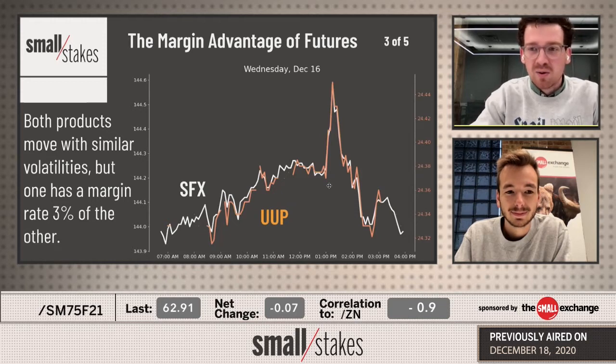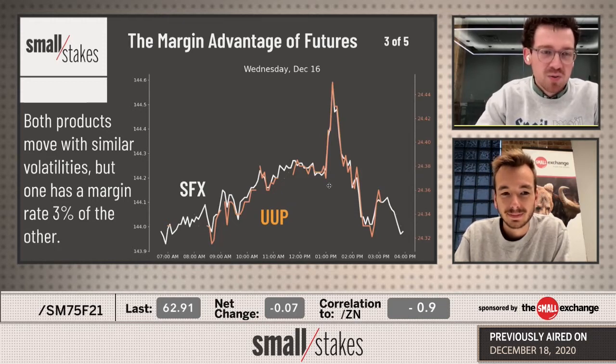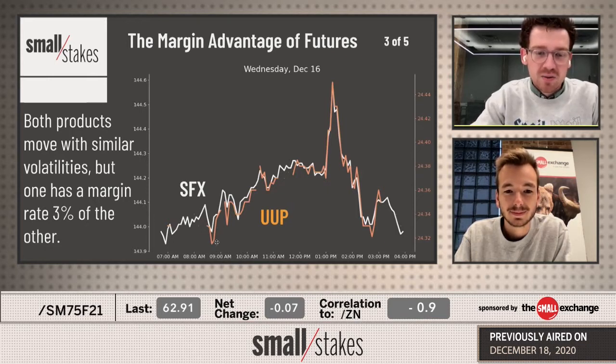And so when you want to step up that couple of pennies movement, Michael, to make something worthwhile, you're having to pay thousands of dollars. Here in SFX, you've got a similar movement. It's moving a couple of pennies, about 50 cents. But yeah, it's 3% of that margin requirement of the ETF alternative.